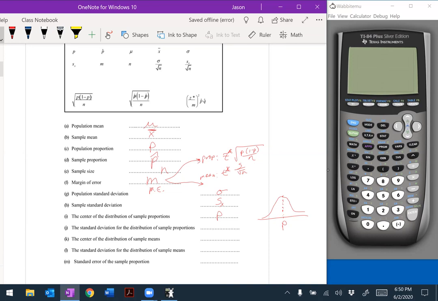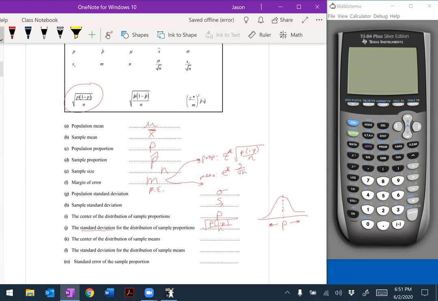Okay, what's the standard deviation for the distribution of sample proportions? Or what we would call the standard error. Which one's going to give us the distribution for sample proportions? And that is this guy here. This is the square root of P times 1 minus P, all over N.